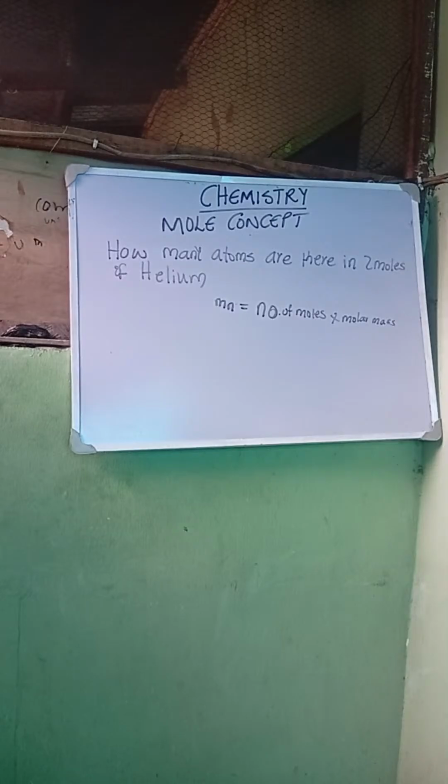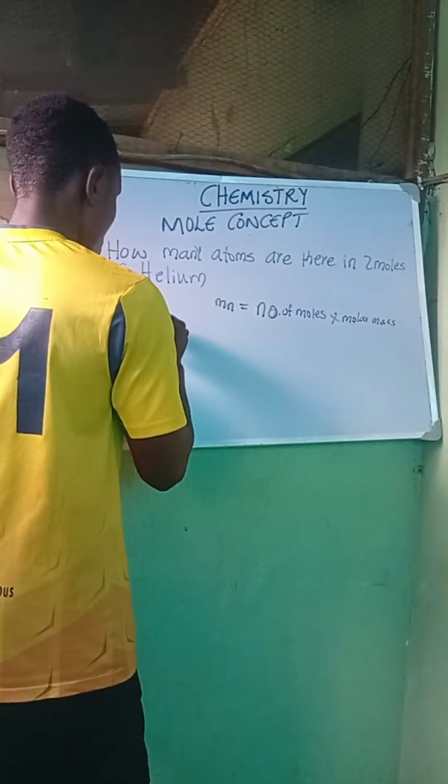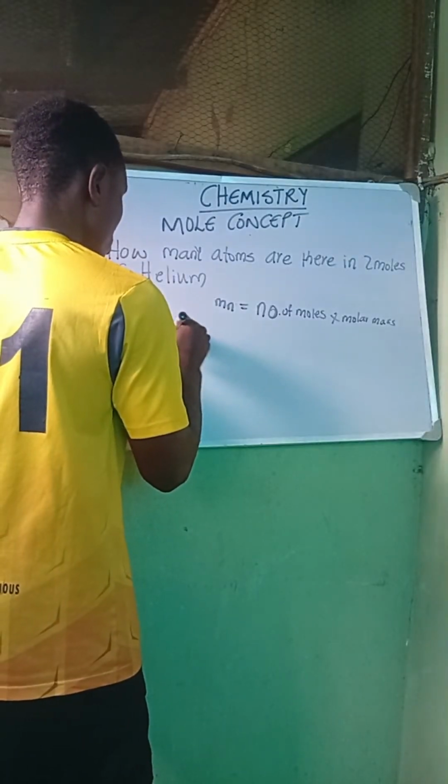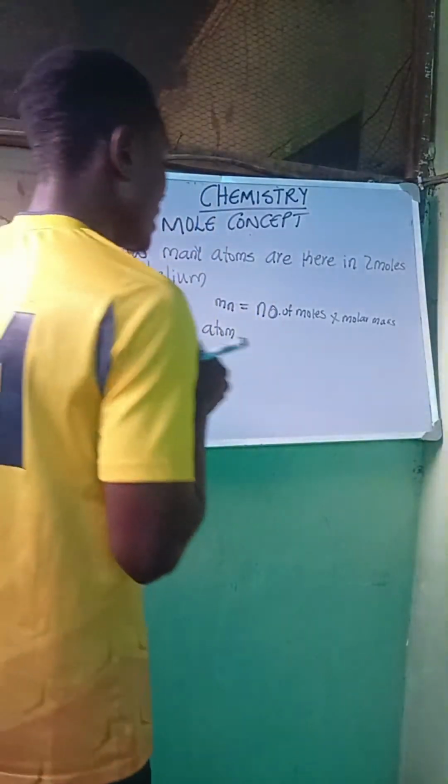A mole is equal to what? Atoms. A mole is also equal to what? Atoms. Take note of this. One mole is also equal to what? Atoms. So let's see how we can get this.